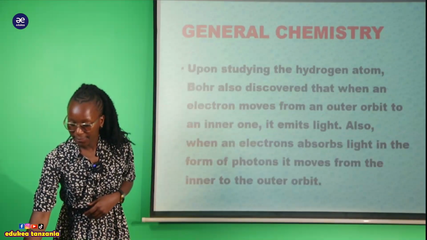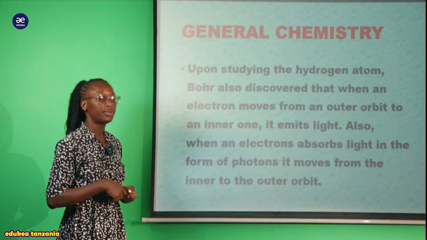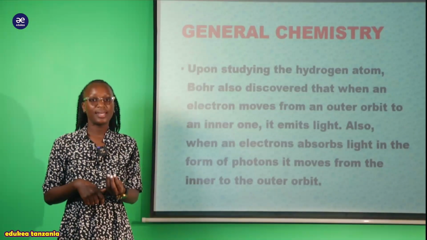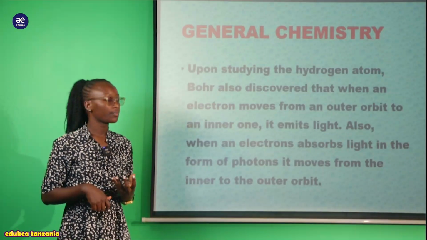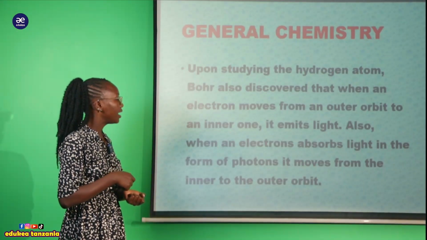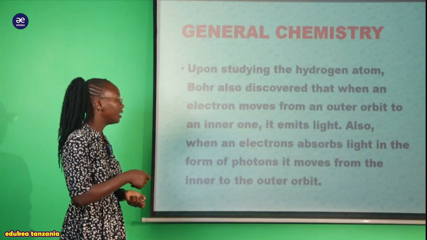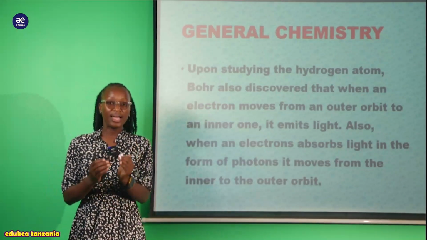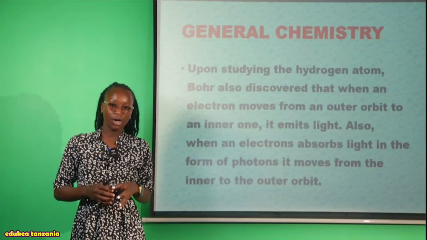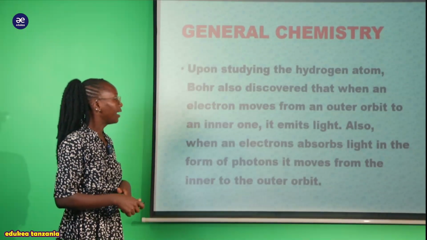And you can see that upon studying the hydrogen atom, Bohr also discovered that when an electron moves from an outer orbit to an inner one, pale ambapo electron anaanza kumove kutoka kwenye inner orbit to the outer one, it emits light.